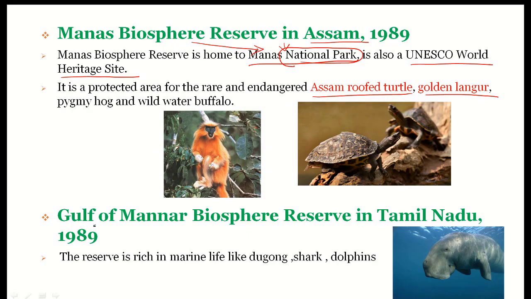Next is the Gulf of Mannar Biosphere Reserve in Tamil Nadu. It is very rich in marine life. It protects species like dugong, shark and dolphins. You can see here the dugong, that is the sea cow.